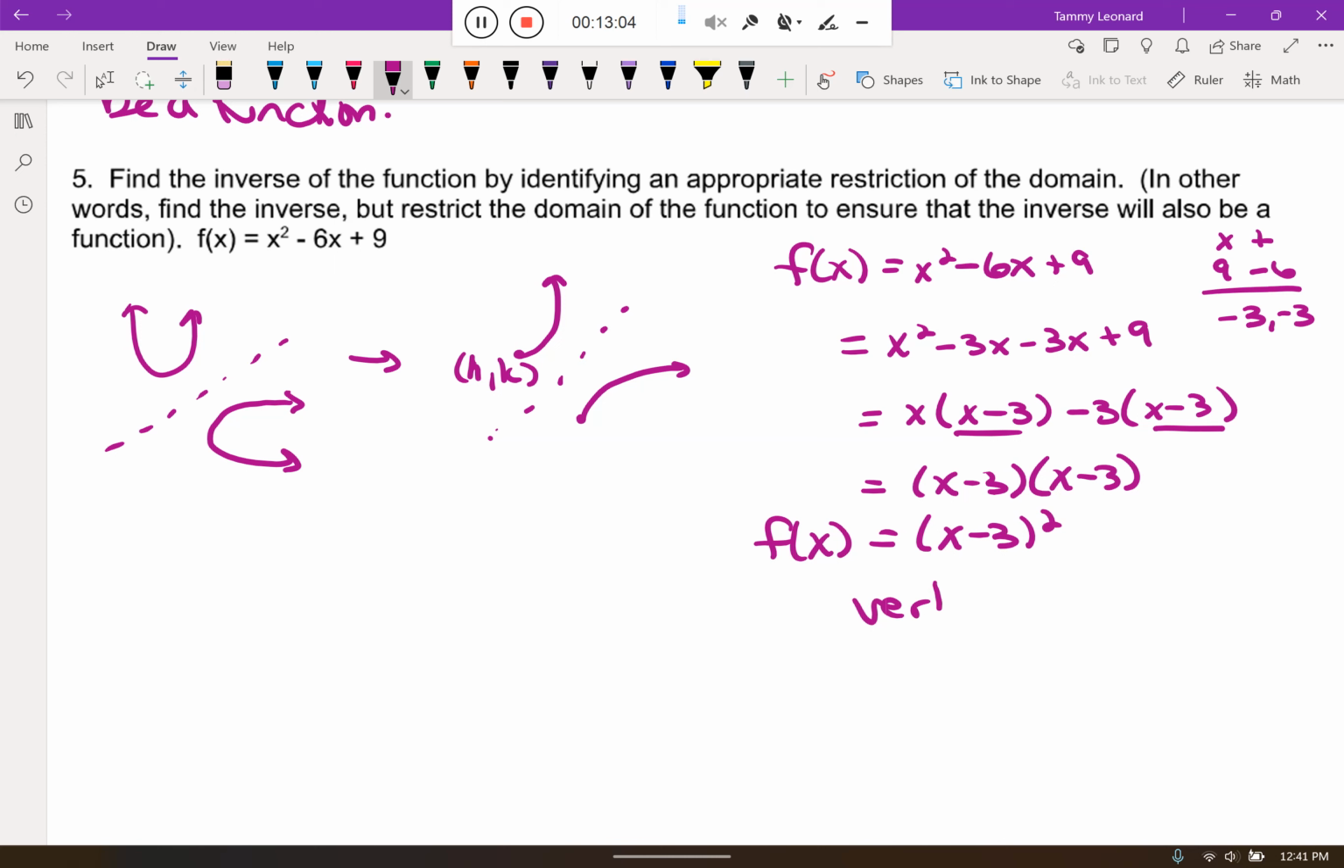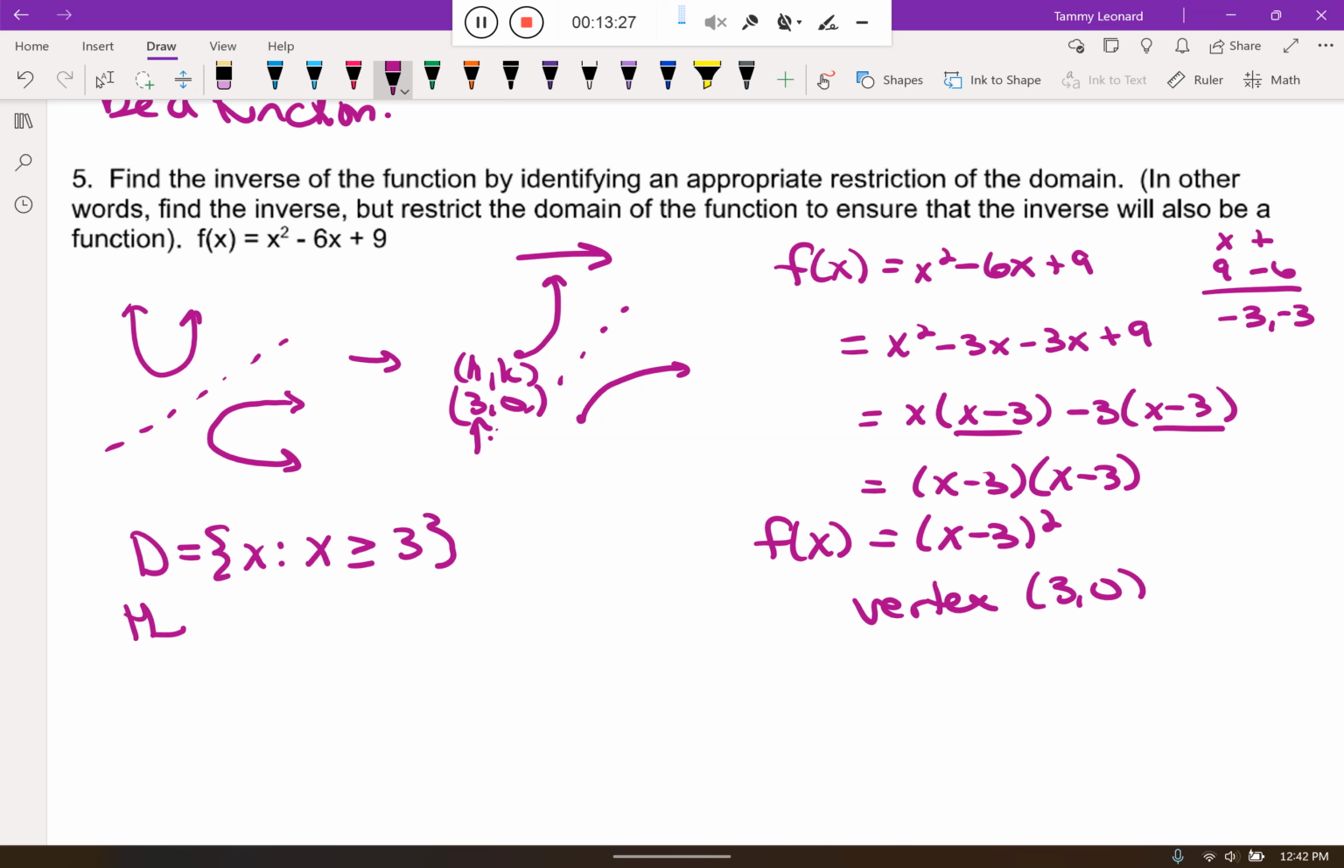We can identify that the vertex of this parabola is at 3, 0. Well, now I know how to restrict my domain. If this vertex is at 3, 0, I need all of the x values to be 3 or bigger. So if I restrict my domain to x is greater than or equal to 3, the inverse will be a function.